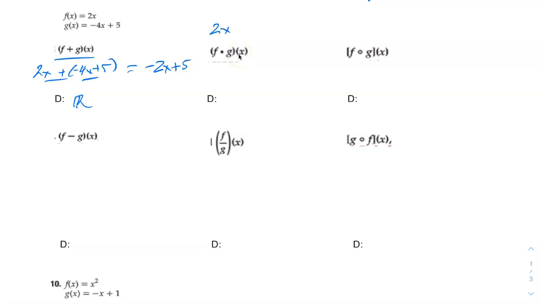So 2x, I'm going to multiply it by negative 4x plus 5. Let's distribute, and I get negative 8x squared plus 10x. Domain, again, no fraction, so all real numbers.